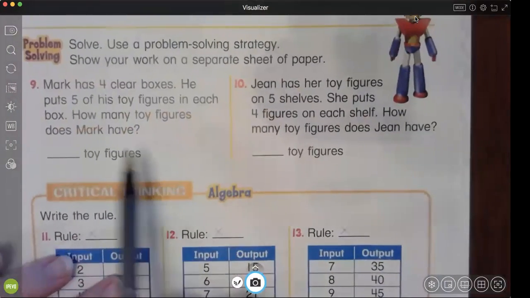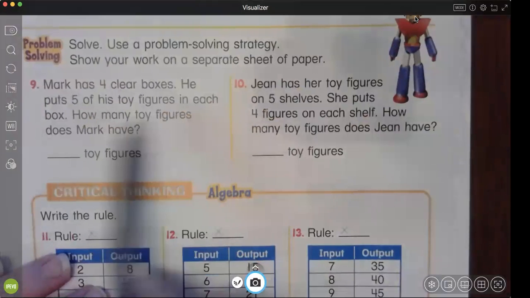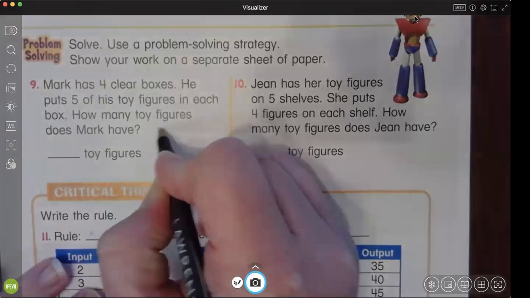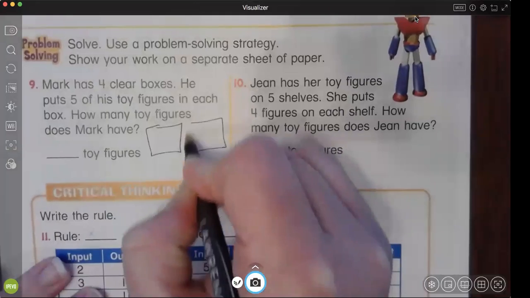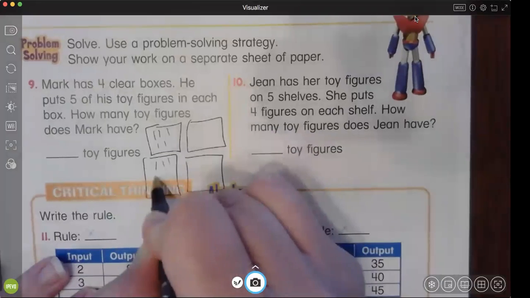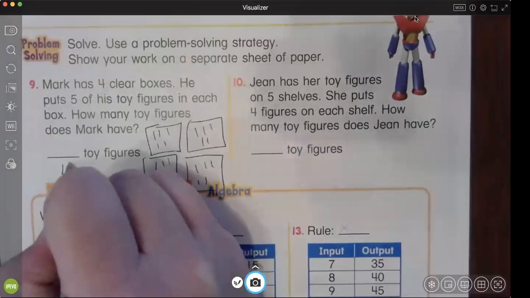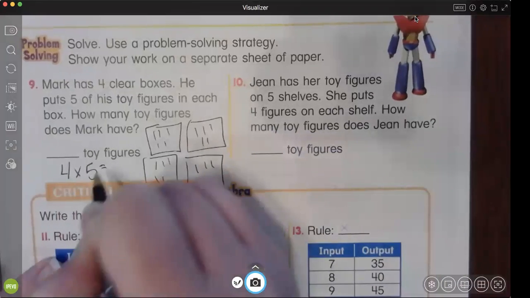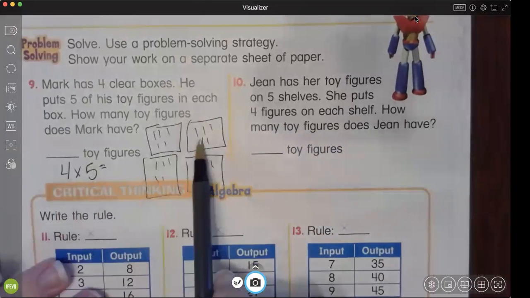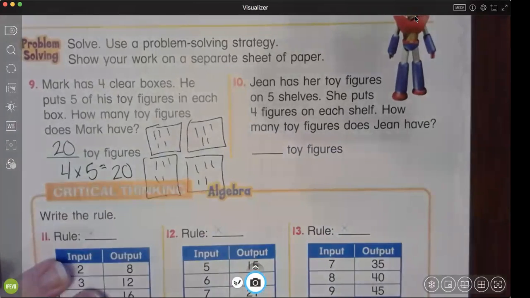Now, we're going to skip this thing here, this chart, and we're just going to do the 2 word problems. So Mark has 4 clear boxes. He puts 5 of his toy figures in each box. How many toy figures does Mark have? Okay, so he has 4 boxes, and they all have 5 toys in them. Okay, 1, 2, 3, 4, 5, 1, 2, 3, 4, 5. So we could do 4 boxes times 5 toys in each box. So we have to count by 5 4 times. 5, 10, 15, 20. So he has 20 toy figures.